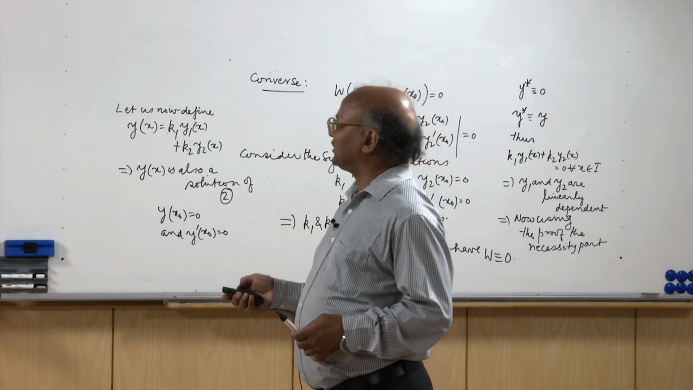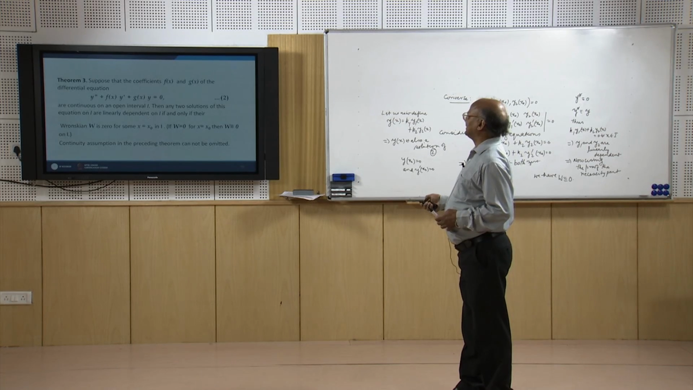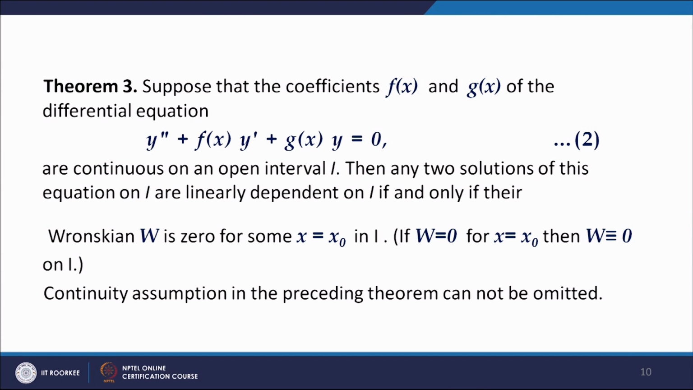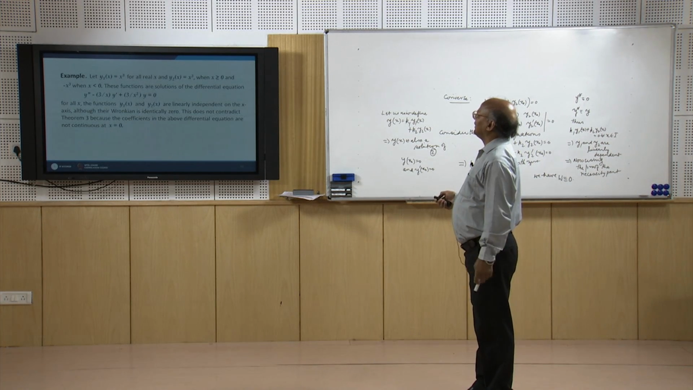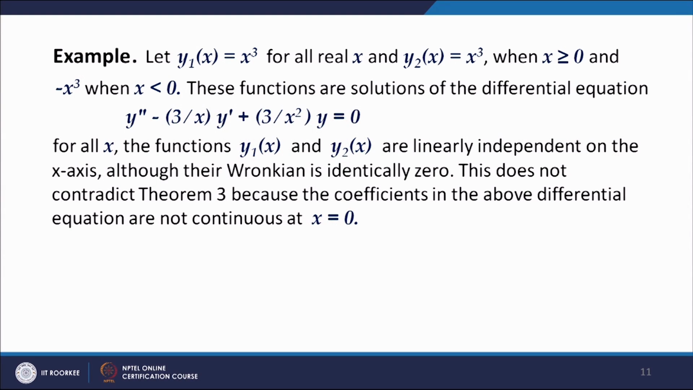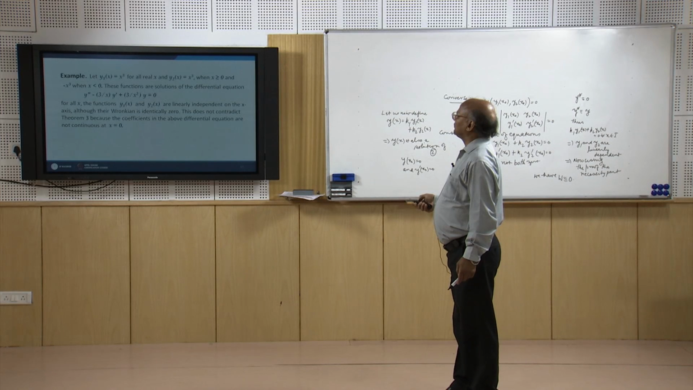Here the continuity assumption in this theorem cannot be omitted. Let us see why the continuity assumption cannot be dropped here. This is evident from this example. Let's take y1 x equal to x cube for all real x, and y2 x equal to x cube when x is greater than or equal to 0, and minus x cube when x is less than 0. You can easily check that y1 x equal to x cube satisfies this equation for all real x, and y2 x also satisfies this second order differential equation for all x. So both y1 and y2 are solutions.